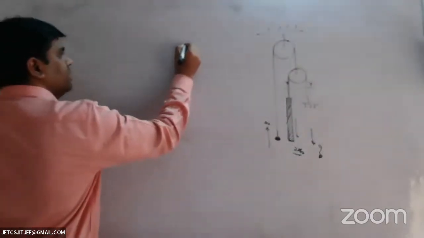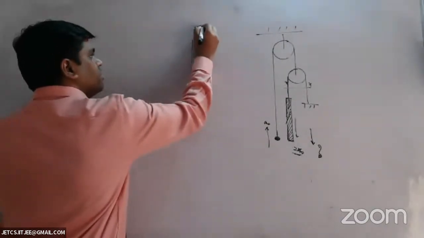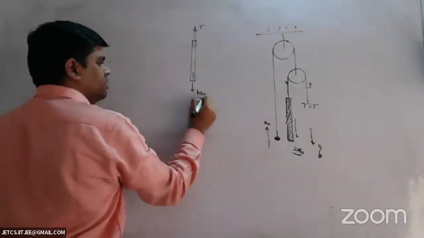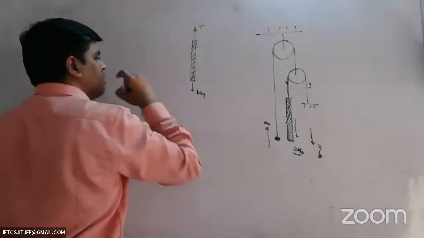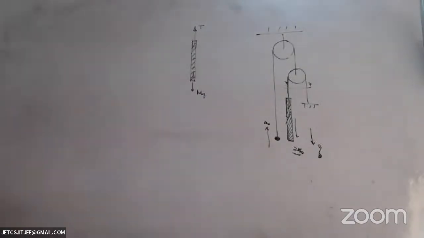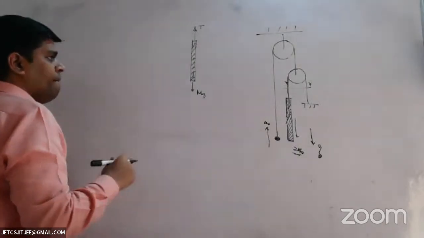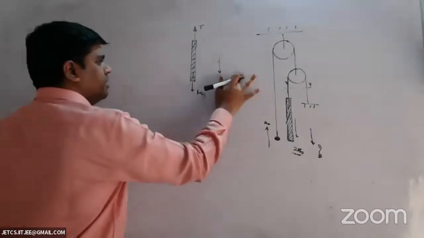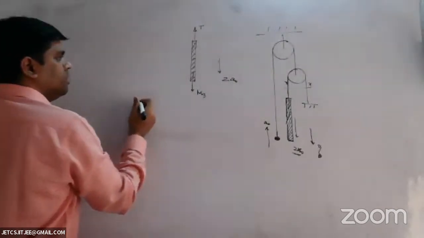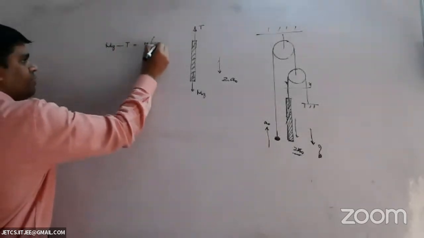So FBD of the rod is tension T, mg. Downward acceleration is 2a naught. So FBD is complete. I'll write the equation: mg minus T is equal to m into 2a naught.